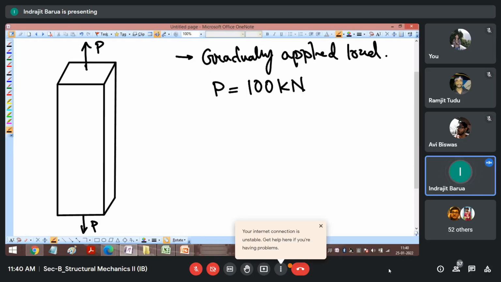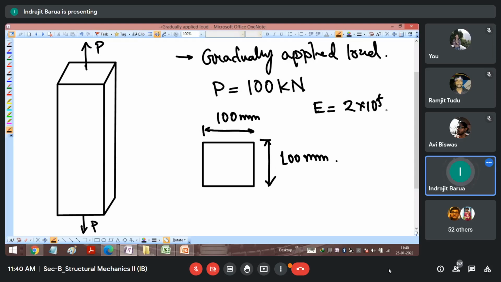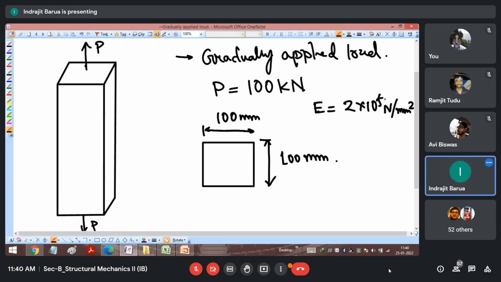What we need to do basically is, let's take a section. So this is my cross section, and both sides are, let's say, 100 millimeter and 100 millimeter. Here what you need to do is find the strain energy, provided E equals, let me give you directly the steel, 2 into 10 to the power 5 Newton per millimeter square. So we will be finding the strain energy.